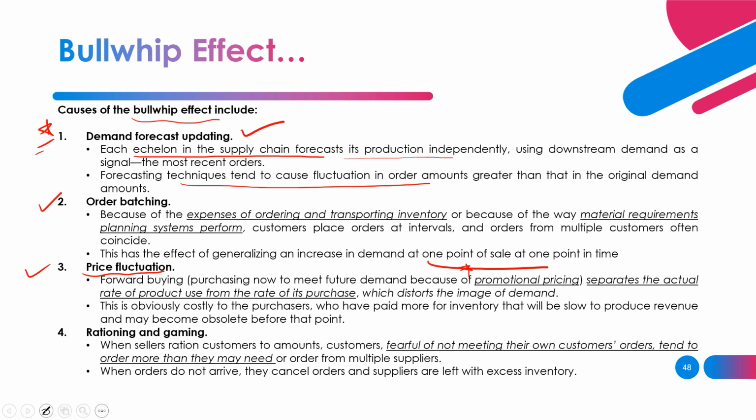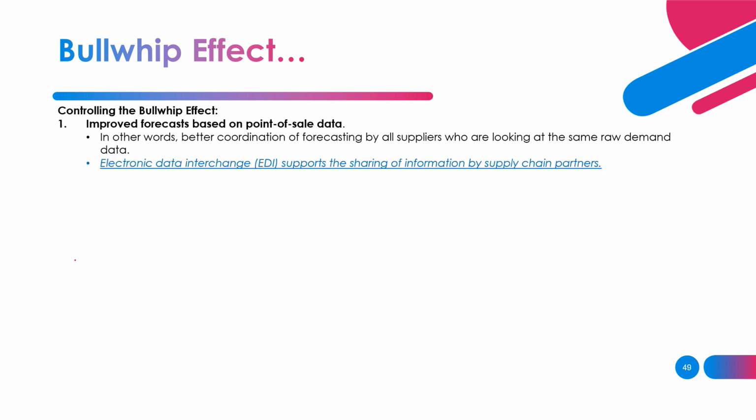Now let's discuss how we can minimize these causes by addressing these issues. The first one is that we can improve the forecast demand. How? By using point of sales data. And how can we get this point of sales data? We can use electronic data interchange support systems through the supply chain partners. That way we would be able to get the exact point of sales data in order to predict the future demand. That is one way we can control the bullwhip effect.